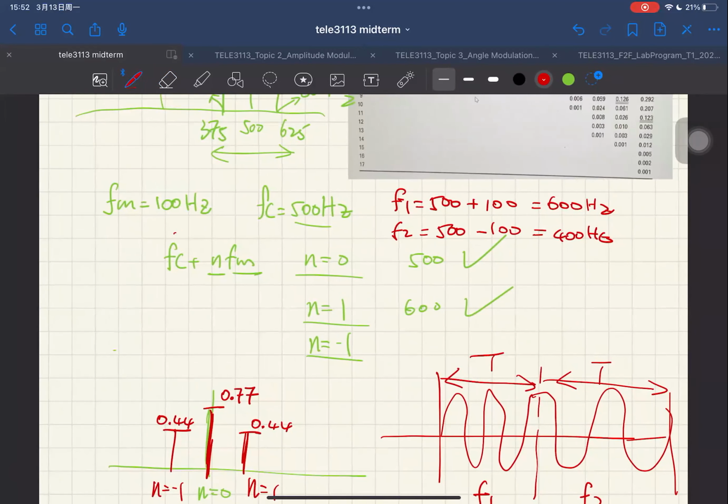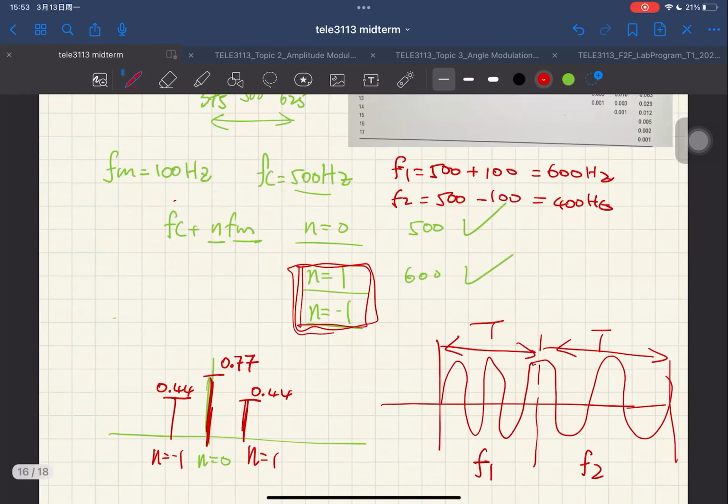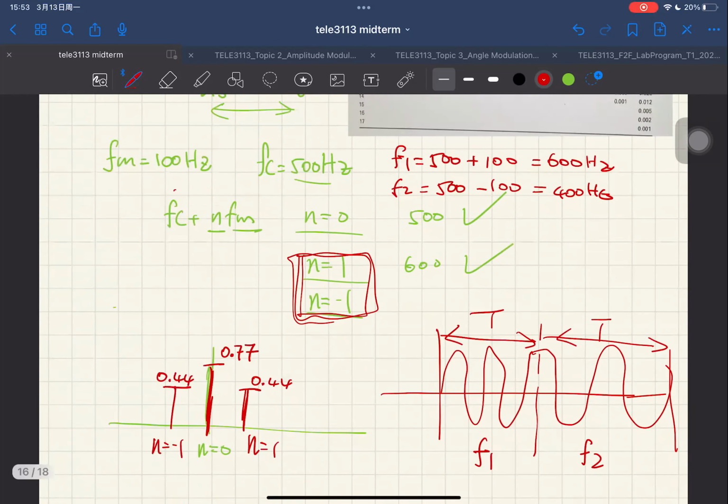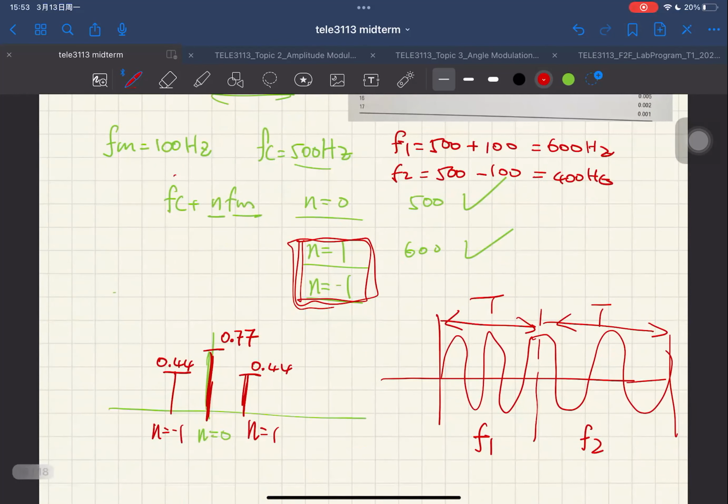Because we are only allowing n equals 1 and n equals negative 1, you're only allowing these cases, right? You don't have any order above 1, like n equal to 2 or n equal to 3. So you're essentially just using 500 plus 100 or 500 minus 100. So those are the two modulation frequencies that you have. You have one period with 600 Hertz and another period with 400 Hertz. That's how the frequency modulated signal looks like.